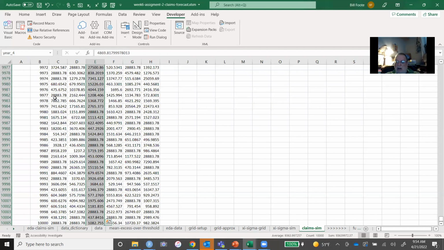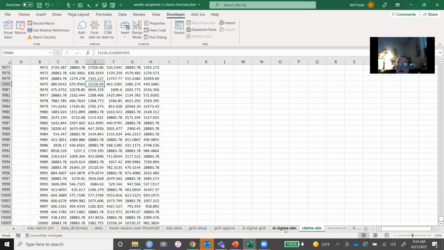And down here you can see the sums and the count, 10,000 of them, and the average of 9.3 million, which is what we saw before. Now, where did these simulations come from? Okay, now we're getting into it.